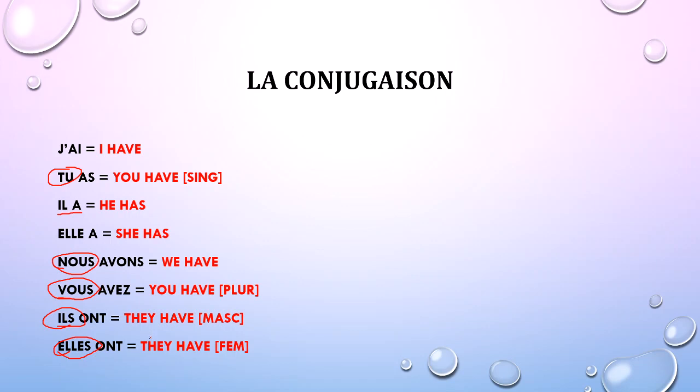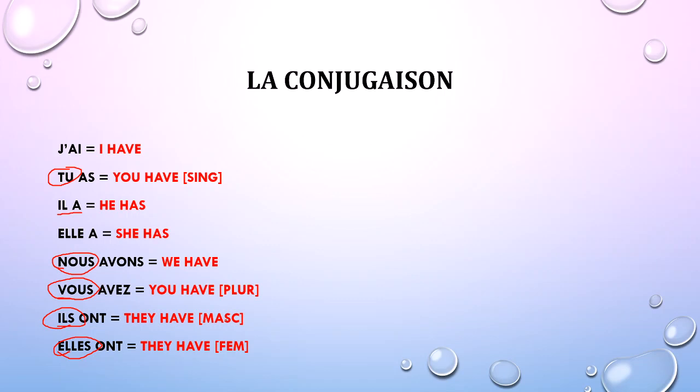So that is how we conjugate. When somebody tells you to conjugate the verb avoir, he or she expects you to break it down. Remember, now we have moved from the verb avoir itself. We are now having these smaller bits of it. J'ai, tu as, il a, elle a, nous avons, vous avez, ils ont, elles ont. That's how you conjugate it.